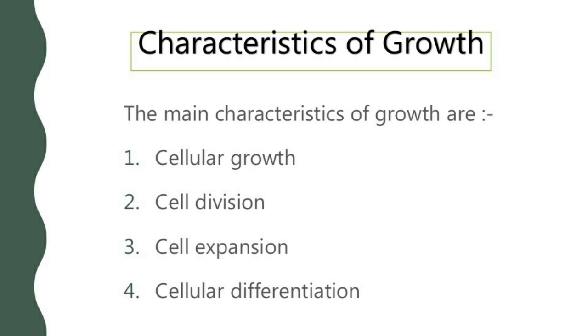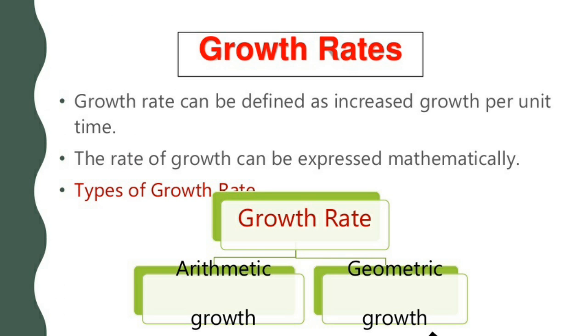Characteristics of growth. The main characteristics of growth are cellular growth, cell division, cell expansion, and cellular differentiation. Growth rates. Growth rate can be defined as increased growth per unit time. The rate of growth can be expressed mathematically. Types of growth rate. There are two types of growth rate, arithmetic growth and geometric growth.